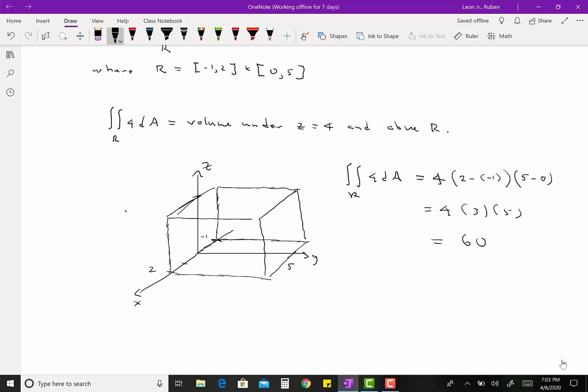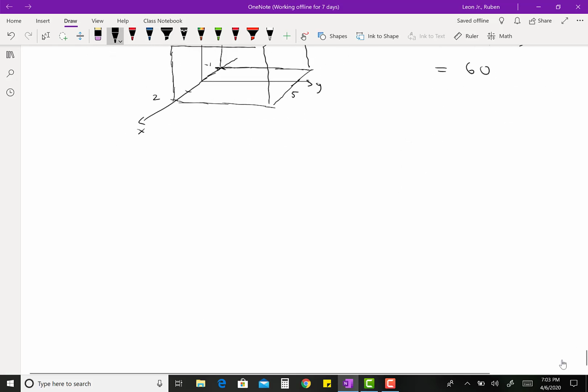or 60. I'm not putting units on this because even though we interpreted this integral as volume numerically, there was no statement in the problem that this was a volume problem. So numerically, we get the volume of a box whose base is formed by the rectangle R and whose height is 4. Okay, so here's our first formula.